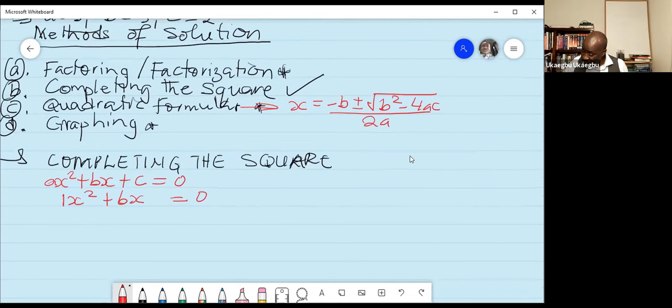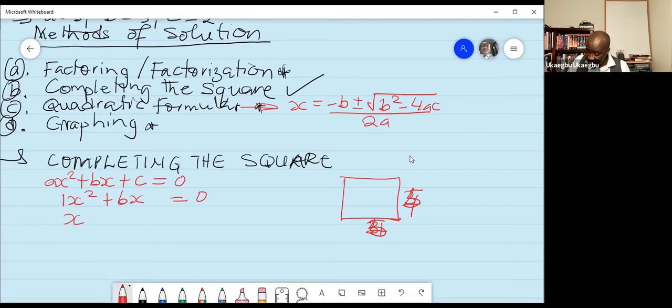A square is, if you just sketch a little square, a square means one side is the same as the other. If this is 3, this is going to be 3. If this is 4, this is going to be 4. If this is 5, this side is going to be 5. That's a square.